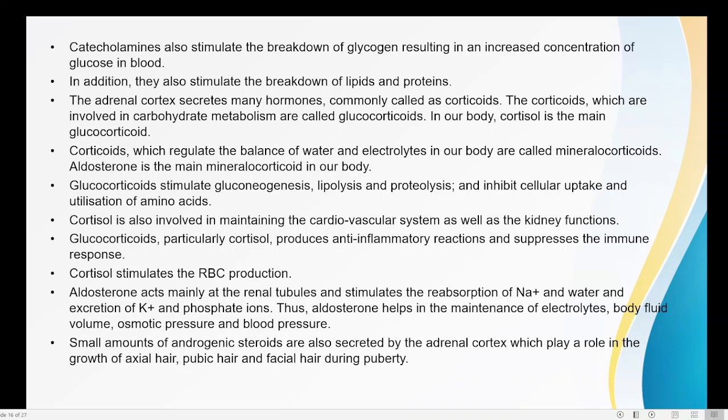Then the other hormone is known as the mineralocorticoid. The best example is aldosterone, that will also be responsible for reabsorption of sodium and water, and also for the excretion of potassium ions as well as phosphate ions. Then aldosterone helps in maintenance of electrolytes and body fluid volume, osmotic pressure and blood pressure. So various other functions are also there, but the main function is actually controlling the balance of water and electrolytes. A small amount of androgenic steroids is also secreted by the adrenal cortex, which plays a role in axillary hair.